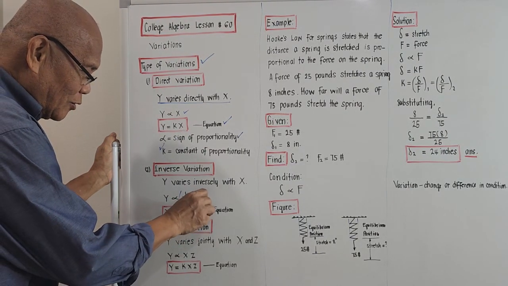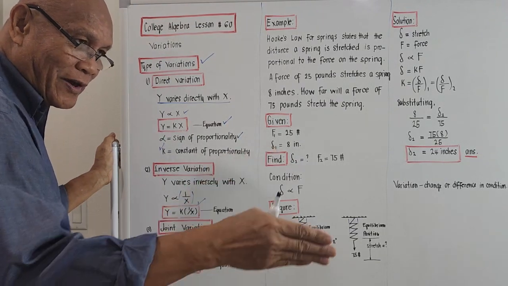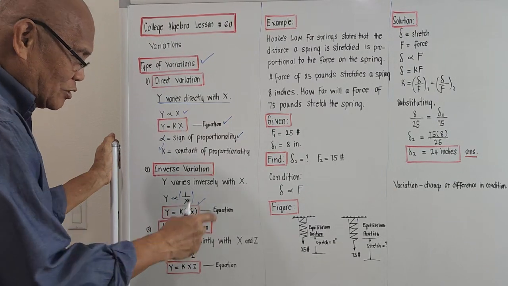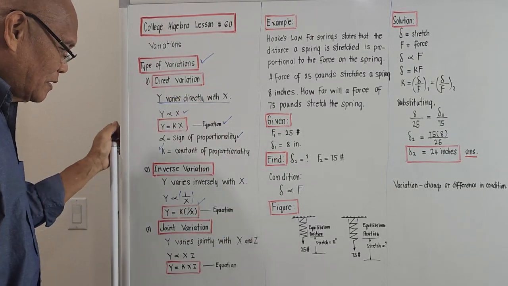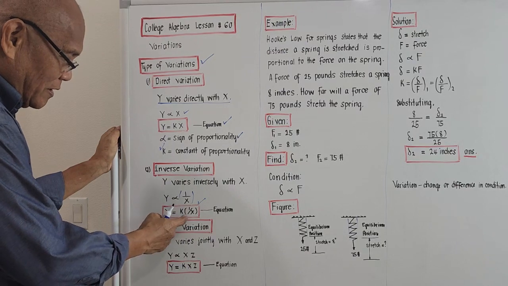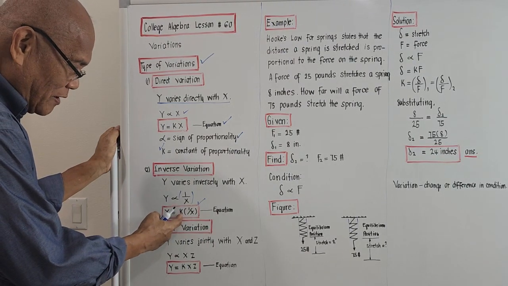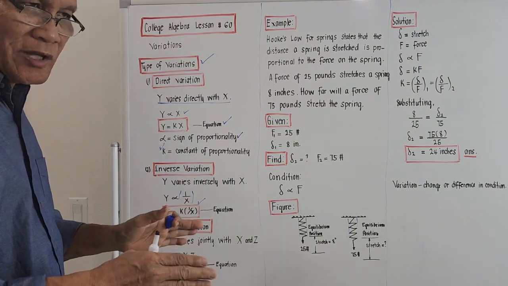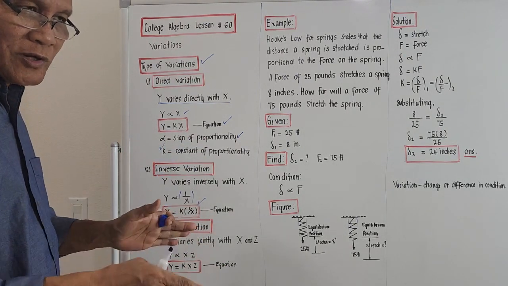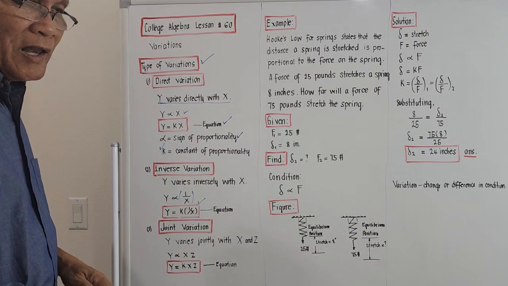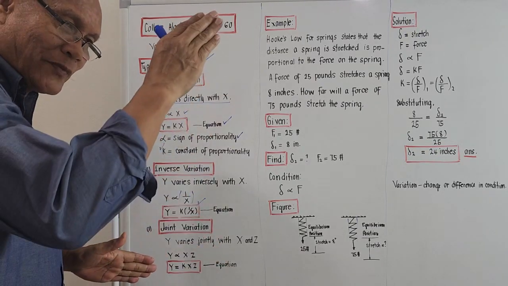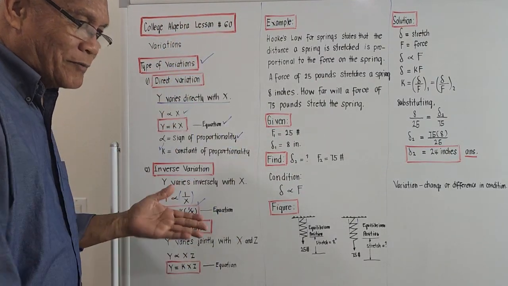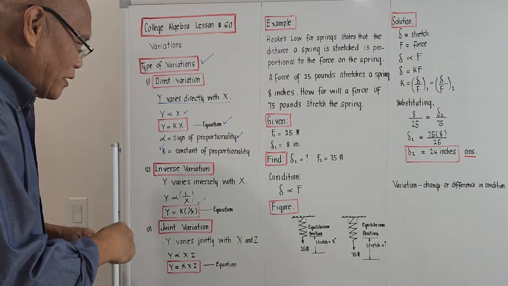But the term on the right hand side, instead of x, for inverse variation, should be 1 over x. So under inverse variation, y can simply be k over x, or k times 1 over x. It is understood that they will change among themselves inversely. Like I said, if one goes up, the other should go down, and if one goes down, the other will go up. That's inverse variation.